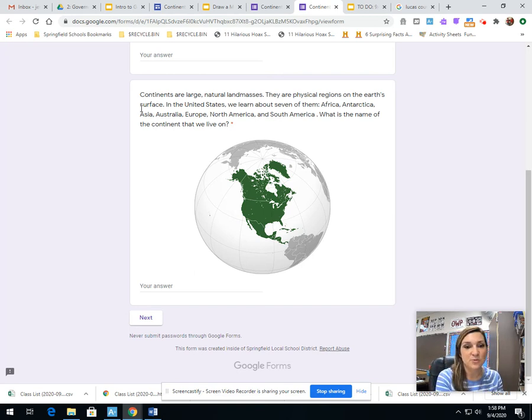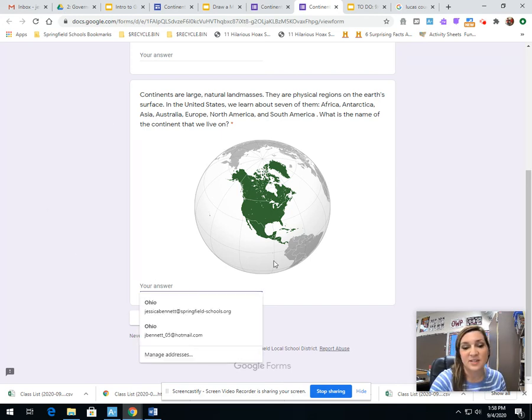But the answer to those questions can be found right in the question. So for example, the first question you'll see says continents are large natural landmasses. They are physical regions on the Earth's surface. In the United States, we learn about 7 of them: Africa, Antarctica, Asia, Australia, Europe, North America, and South America. What is the name of the continent that we live on? So hopefully from your continent and ocean practice, you now know this. You have to type in your answer.